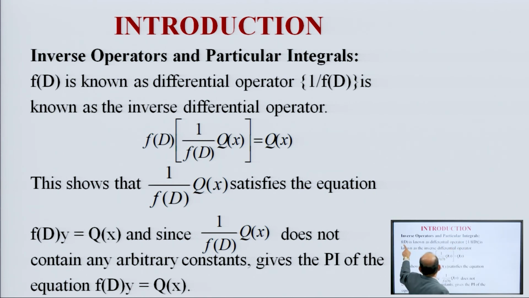f(D) is known as the differential operator, and 1 by f(D) is known as the inverse differential operator, so f(D) times 1 by f(D) Q(x) is equal to Q(x). This shows that 1 by f(D) Q(x) satisfies the equation f(D) y is equal to Q(x), and since 1 by f(D) Q(x) does not contain any arbitrary constant, it gives the particular integral of f(D) y is equal to Q(x).